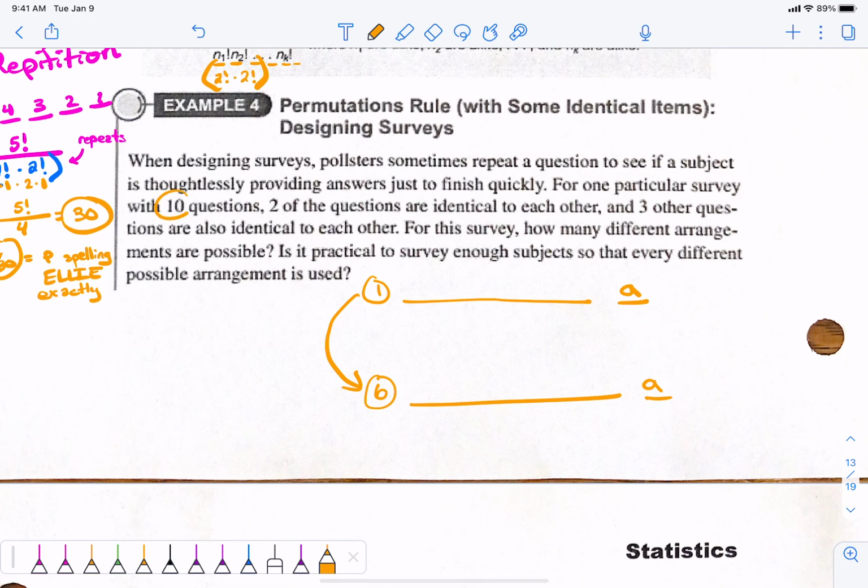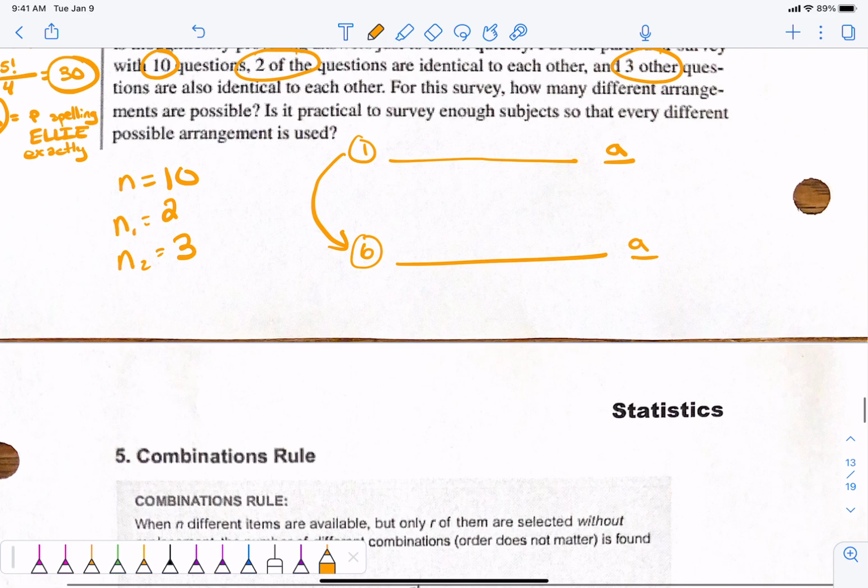For one particular survey with 10 questions, N is 10. 2 of the questions are identical to each other, and 3 other questions are also identical to each other. So we have 2 identical questions and 3 identical questions, and those are going to be the N1 and the N2. We really only have 5 different questions going on here. If I have 2 that are repeating and 3 that are repeating, I only have 5 different questions. For this survey, how many different arrangements can I make?